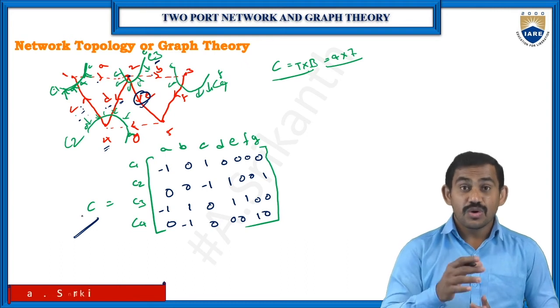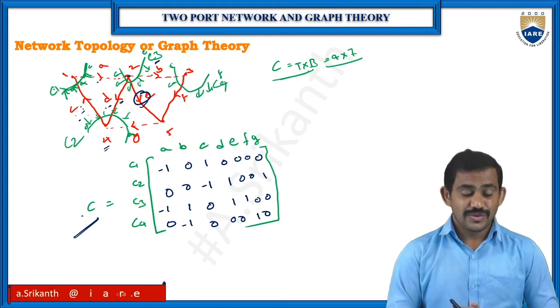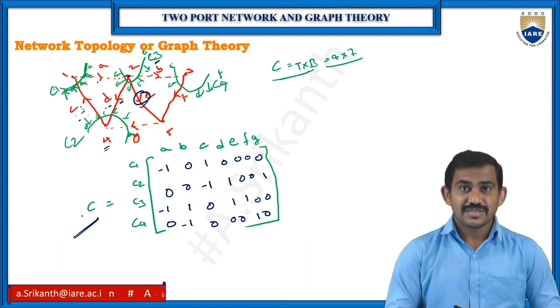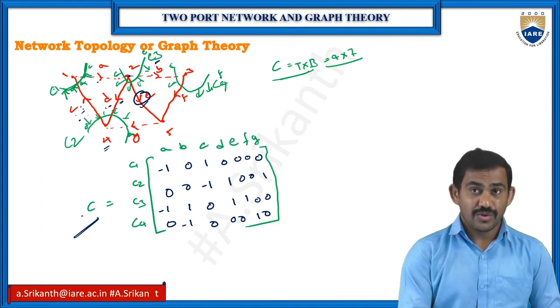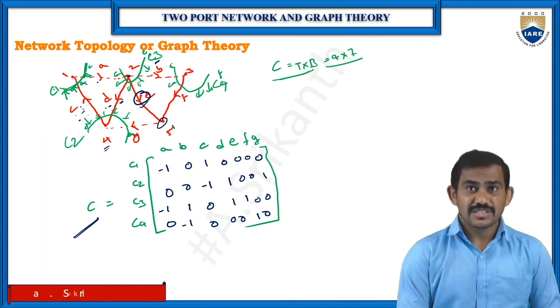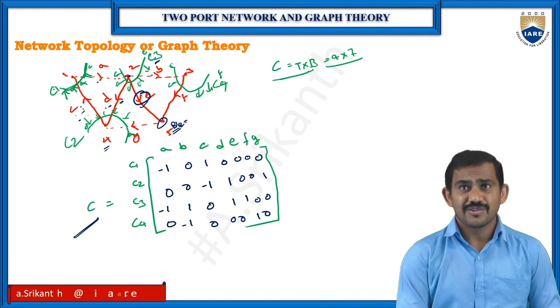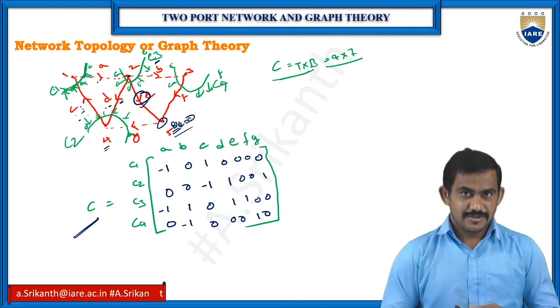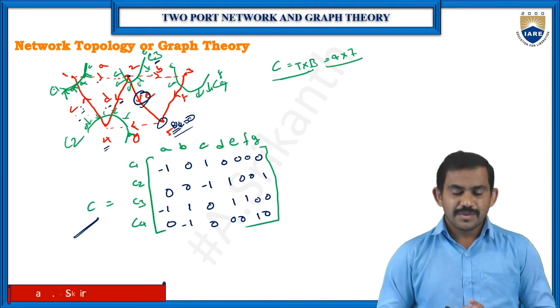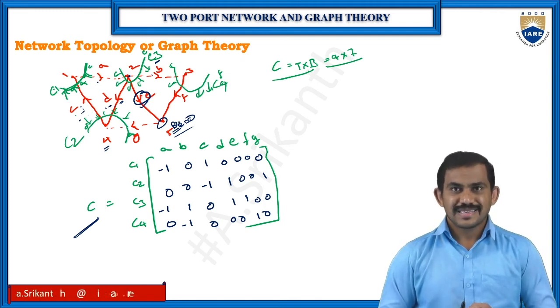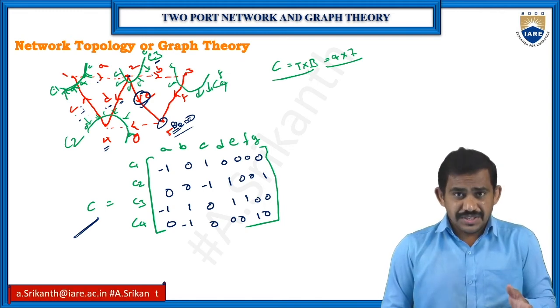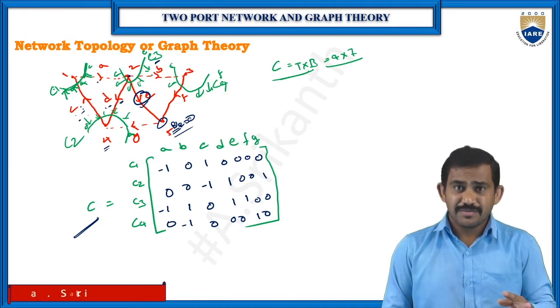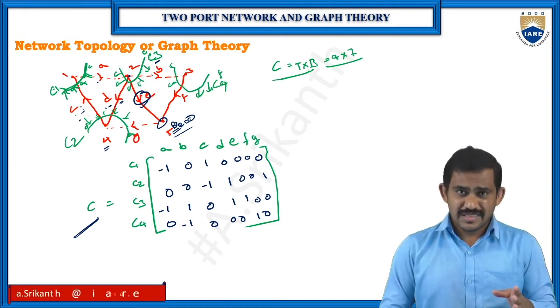Here you can find the node voltages. Using this C matrix, you can find out the node voltages. Here we have 4 nodes and the fifth node is the reference node. Suppose the fifth node is the reference node, VR equal to 0. From that we can find out the node voltage values. Okay, so this is about the ABC matrix.